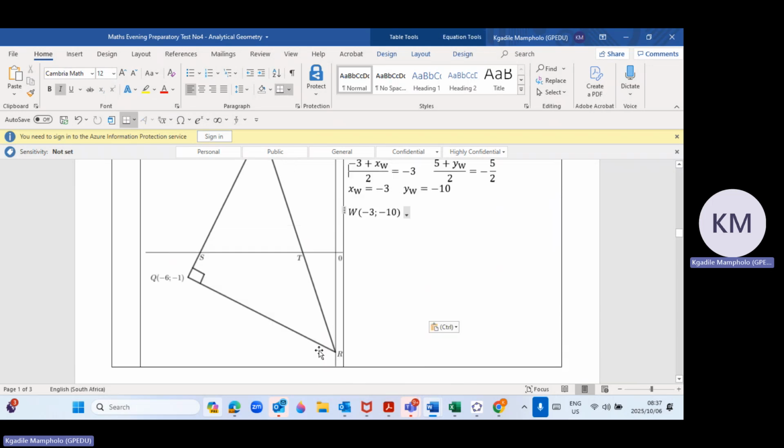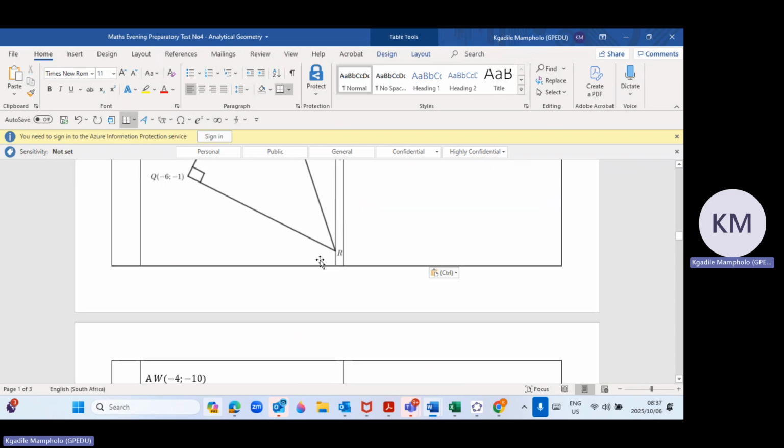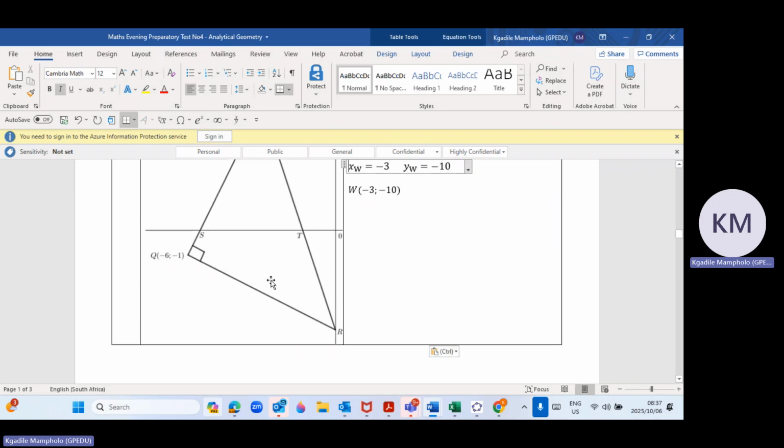But if we're saying PWQR, it means W will be here. But here we say PQWR. The order is very important. It means W will be here because it's PQWR. It means it will be in the third quadrant. Then it means now we know that it is this side. So you know how to calculate the coordinates if they say that this is a parallelogram.